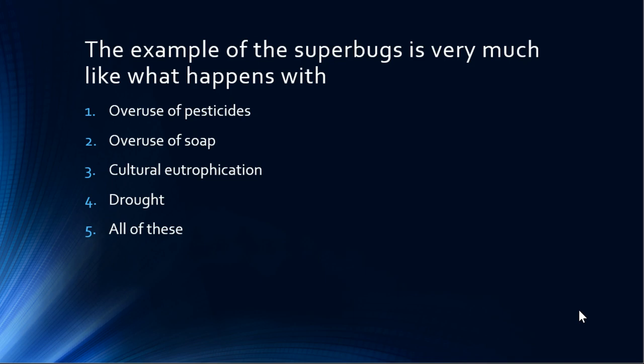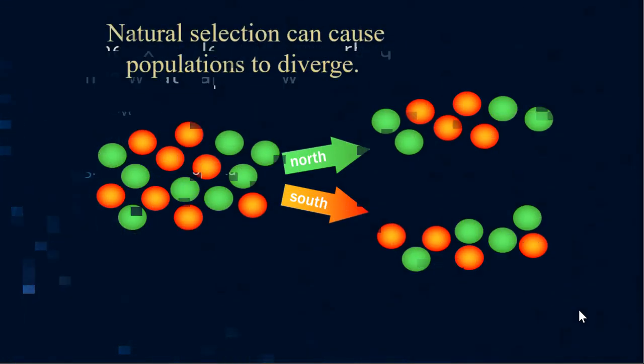Well, in this case, it's the overuse of pesticides. Remember, we talked about using lots of pesticides has been creating superbugs and super weeds and things like that. It's the exact same process. Okay, now let's shift a little bit and talk about how do we get new species.